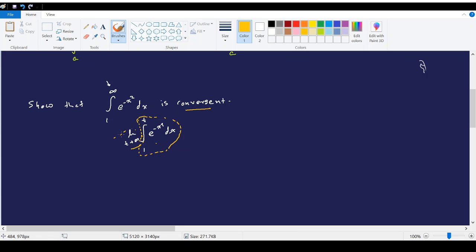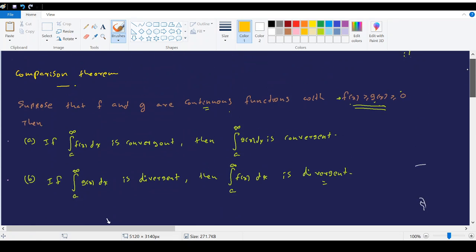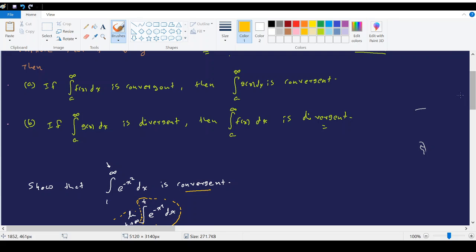So what we do is we obtain a simpler function so that we can compare it with this complicated term. If we consider f(x) as e to the power negative x squared, we will have a different function that we can compare with f(x). Then we can use the comparison theorem to obtain the convergence.